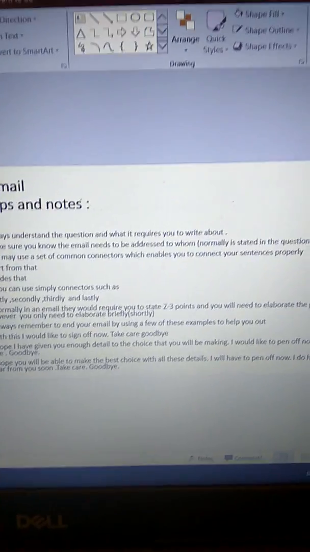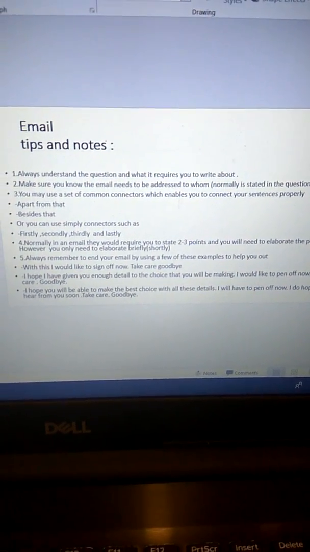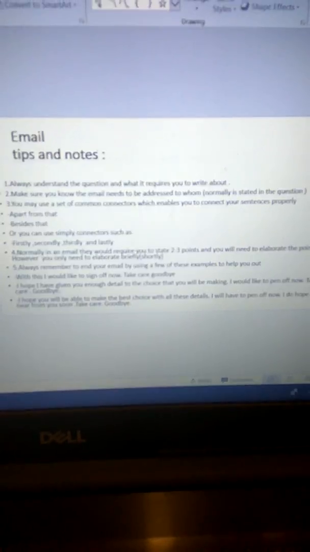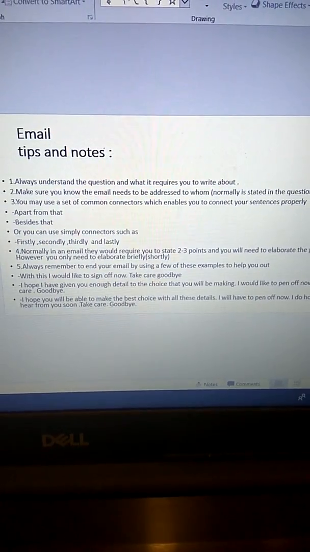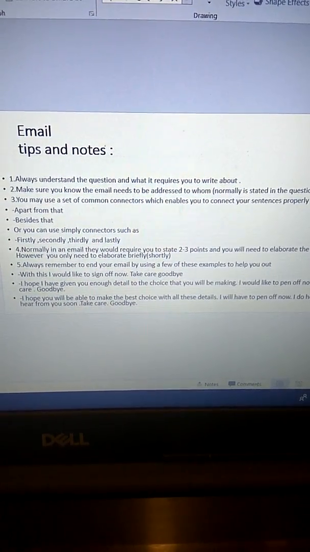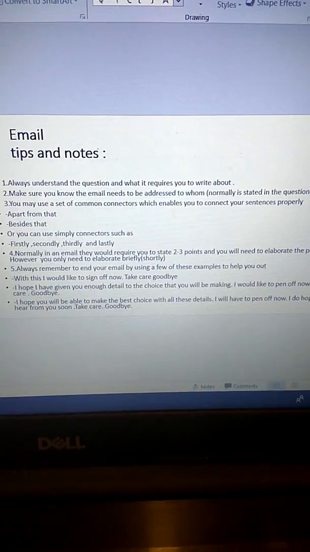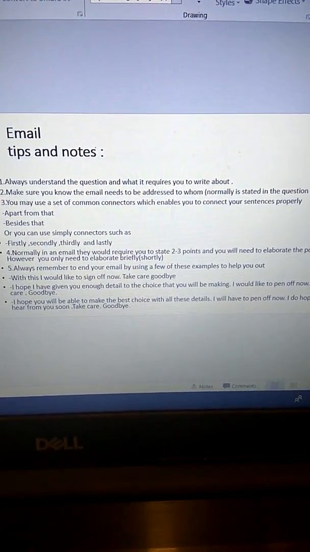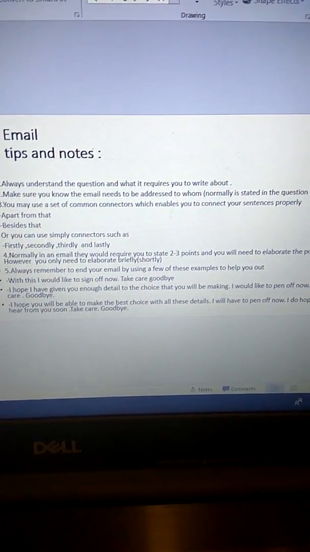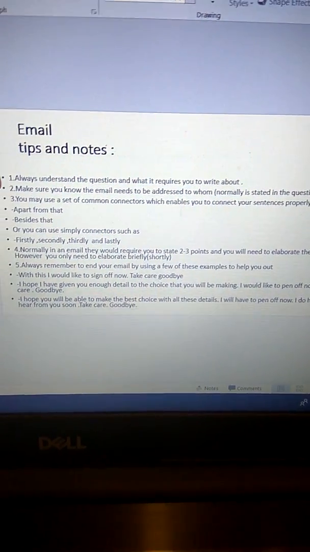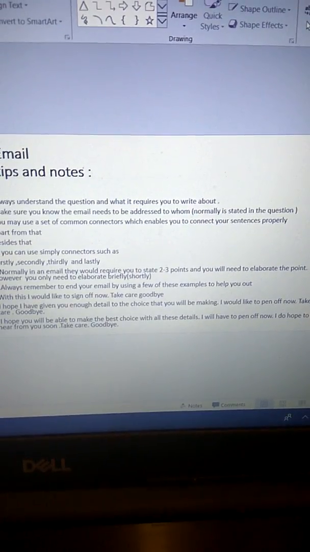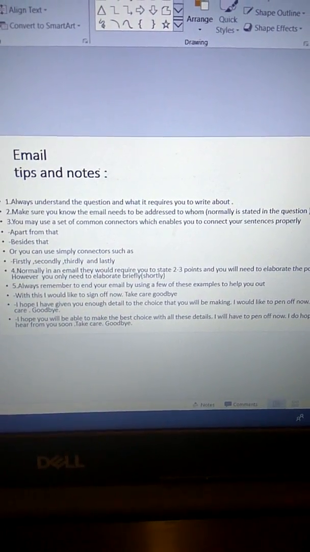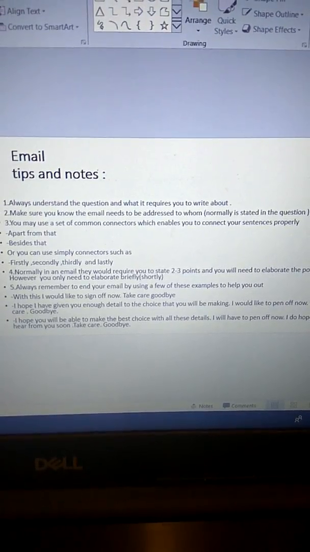The first one, as you can see here, would be always understand the question and what it requires you to write about. That is the first thing you need to know. And the second one would be make sure you know who the email needs to be addressed to. And normally it is stated in the question. This second point is actually very important, and a lot of students tend to ignore this point, where they do not know who the email needs to be addressed to.